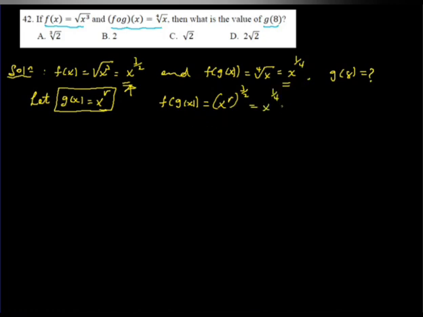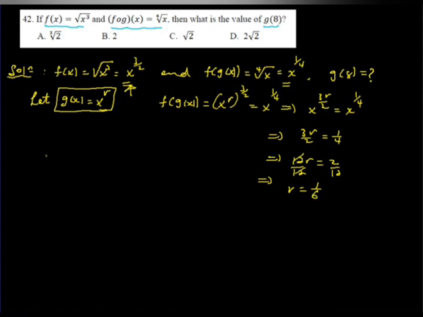So from here we can see that x to the power of 3r over 2 becomes x to the power of 1 over 4. This implies 3r over 2 equals 1 over 4. Cross-multiplying, 12r equals 2. Dividing both sides by 12, r becomes 2 over 12, or 1 over 6. So our g of x becomes x to the power of 1 over 6.